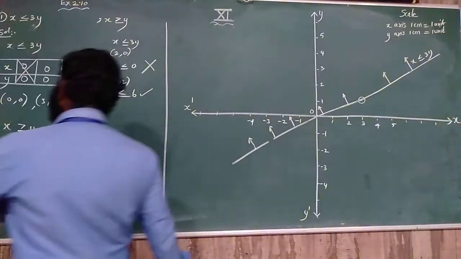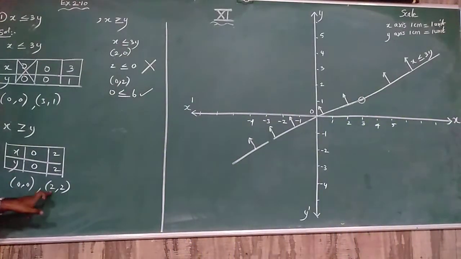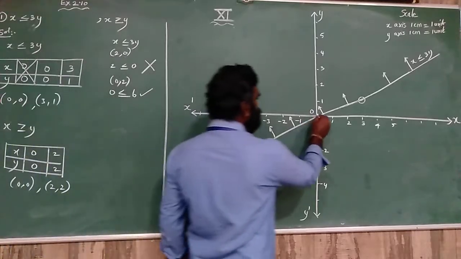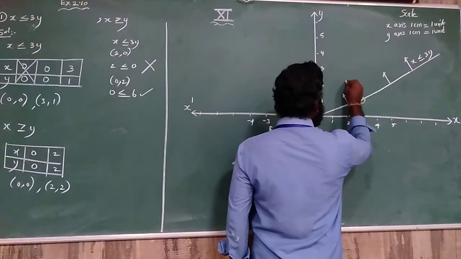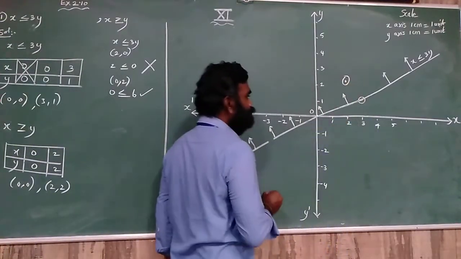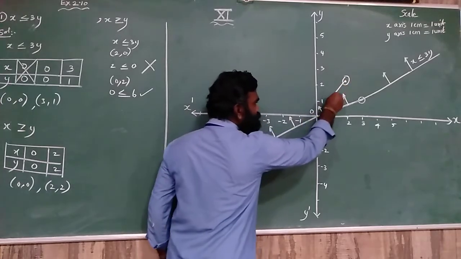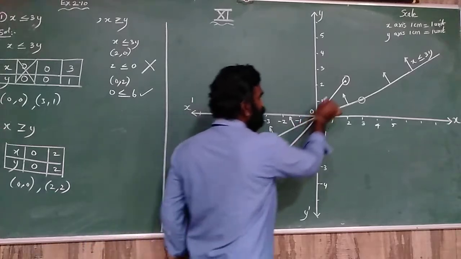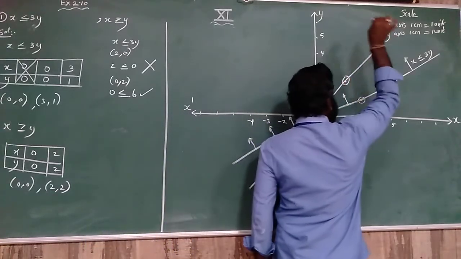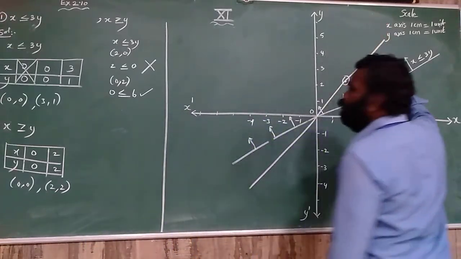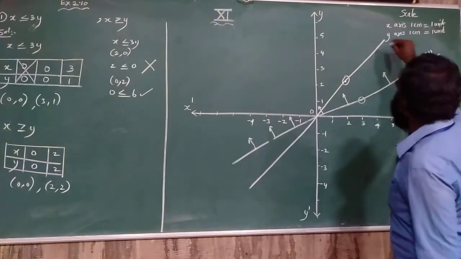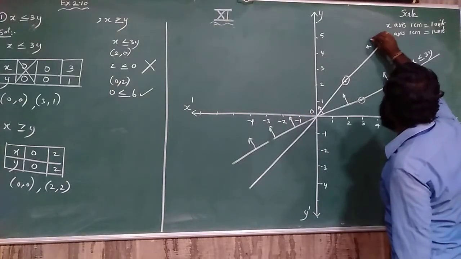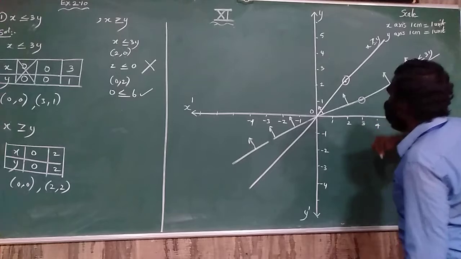Next, I am going to plot this line through (0, 0) and (2, 2). This is (0, 0). Which one is (2, 2)? This point is (2, 2). First, join these two points, and after joining them, stretch this line. What is the name of this line? x is greater than or equal to y.